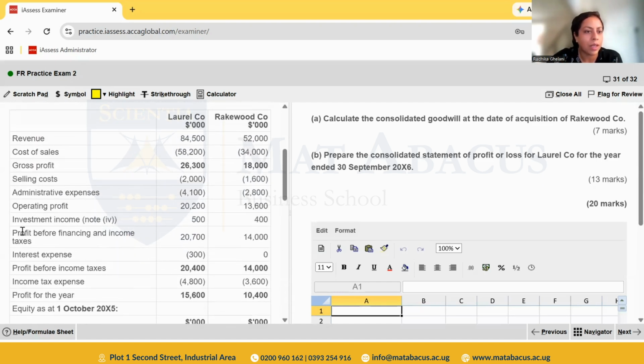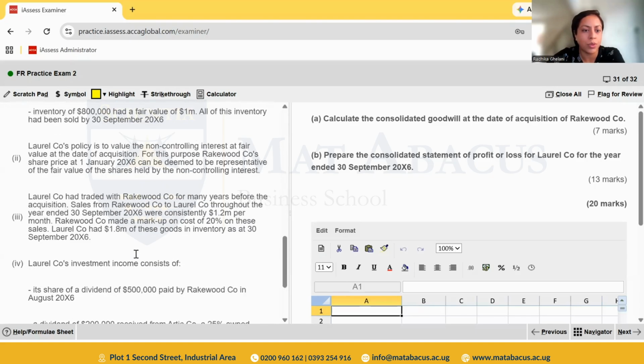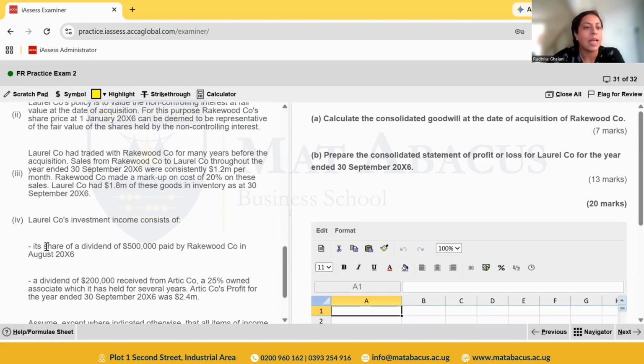Let's see where the investment income is here. After operating profit, you can see that there's an investment income of 500 in L'Oreal company. They're saying that 500,000 is made up of two things. One of it is L'Oreal's share of dividends. So the entire 500,000 is not by Rakewood, okay? L'Oreal's share is 60% of the 500,000. So 60% of the 500,000 is the dividends it received from Rakewood.